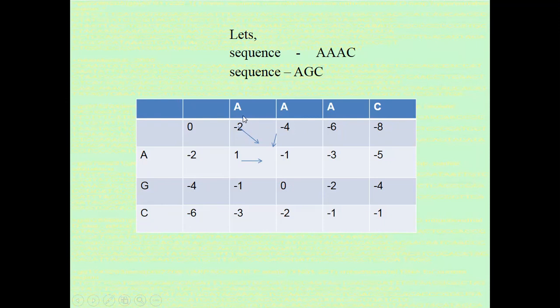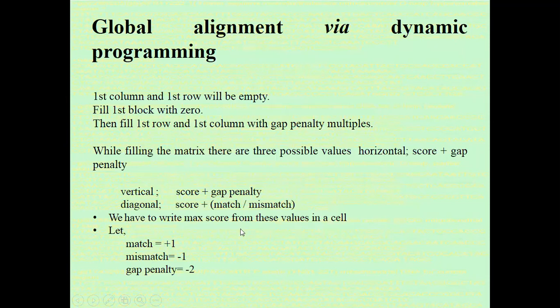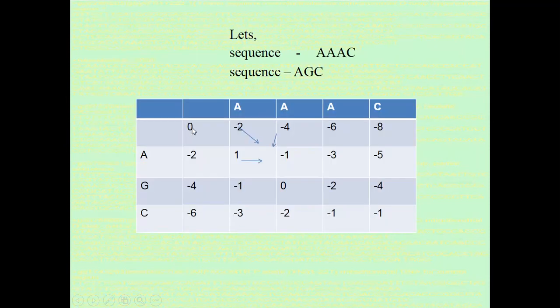After that, we are going to check this A with this A. And we discussed that if there is a match, we will take the diagonal score, and if there is a gap penalty, we will take the score vertically and horizontally. So if we have a match like A and A, we will add 1. That is what we described here. If there is a match, we will add +1 to this 0 and write it here.